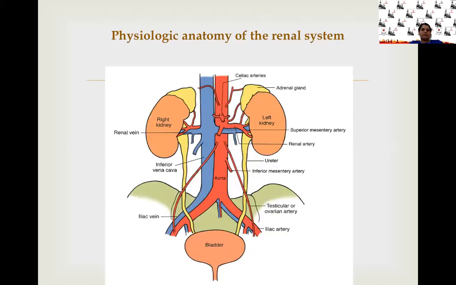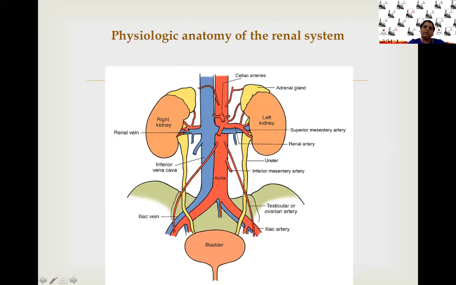To understand the renal physiology, you should also have some gross idea about the renal anatomy. Kidneys are a pair of bean-shaped structures which are located in the abdominal cavity retroperitoneally. The right kidney is slightly located lower than the left kidney because it is pushed down by the mass of the liver, and the left kidney is slightly located medially compared to the right kidney. Each kidney has a convex and a concave surface.